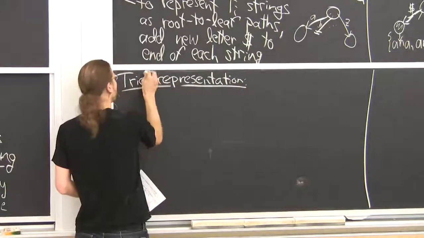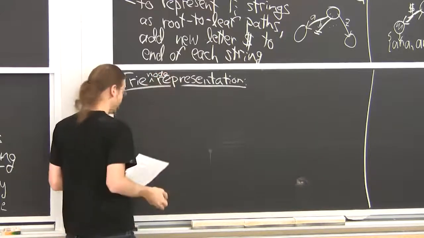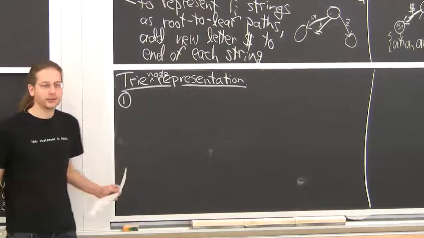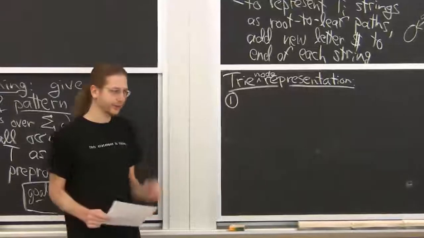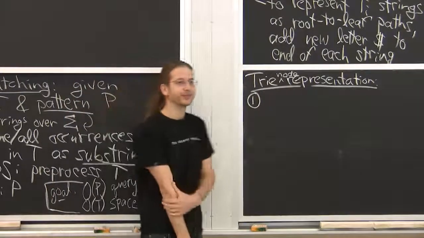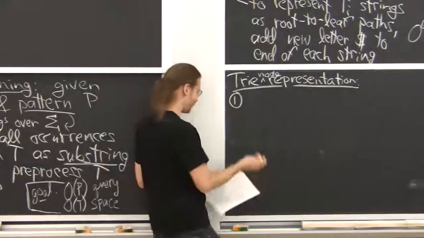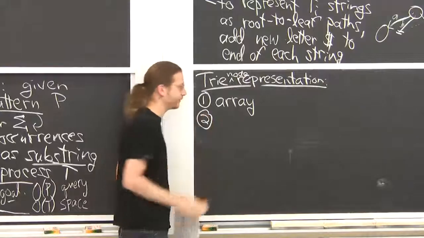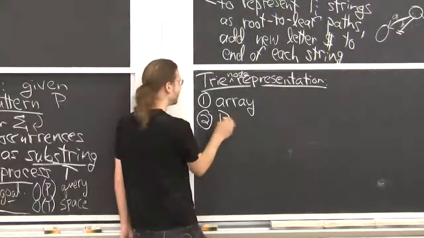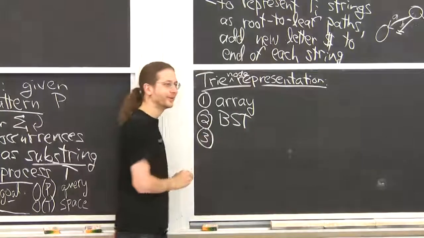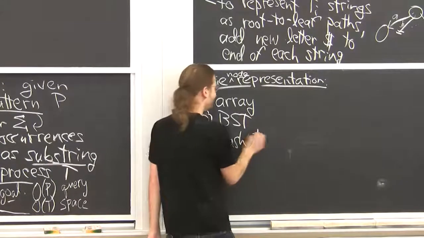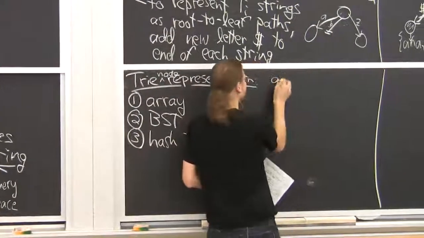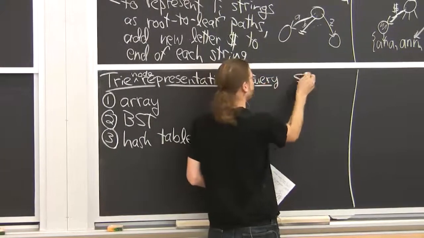So let's call this trie node representation. Any suggestions? What are the obvious ways to represent the node of a trie? Nothing fancy. I have 3 obvious answers at least. Array. Good. That was my number 1. Any more? That's, I think, the most obvious. Tree. Good. Do a binary search tree. Or? Hash table. Good. Okay. So for each of them, we have query time and space.